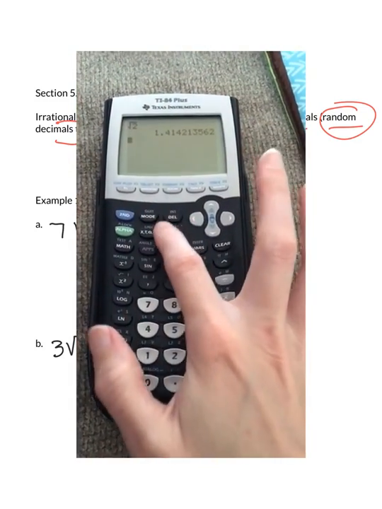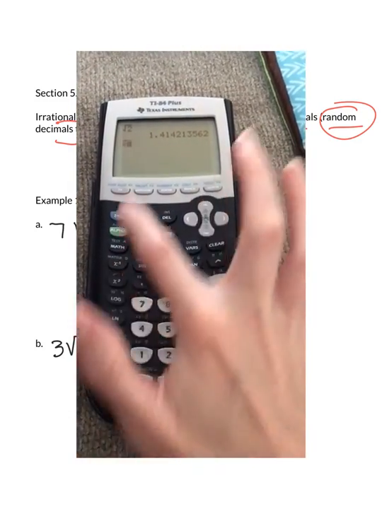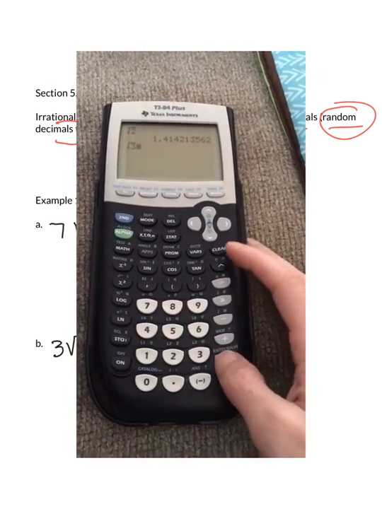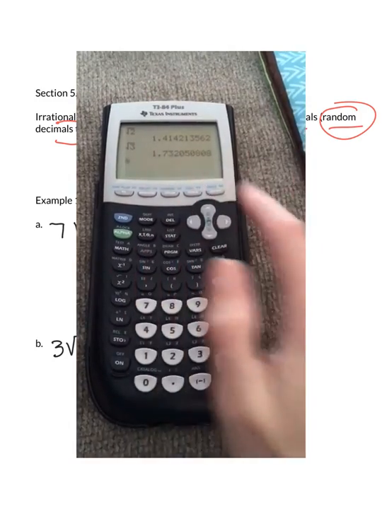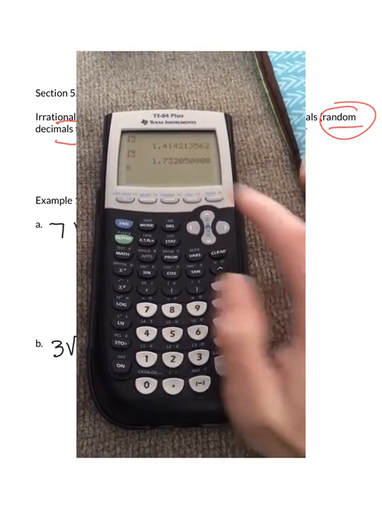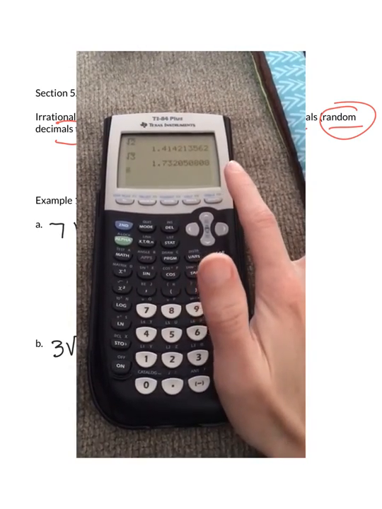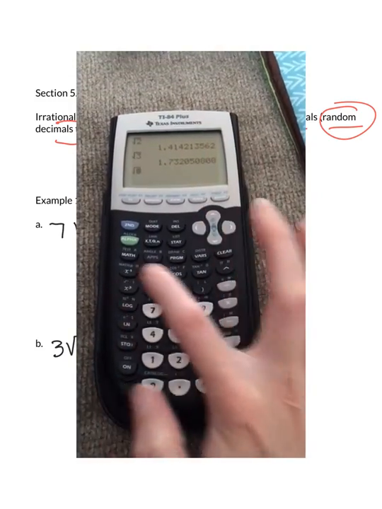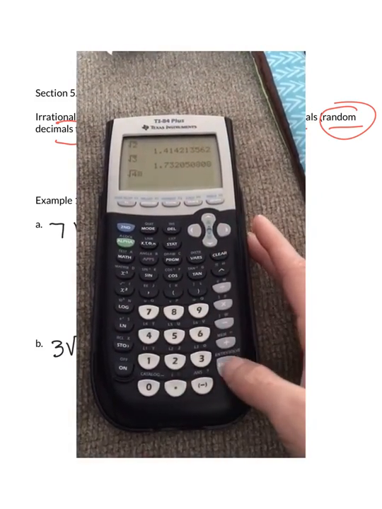If I try square root of 3, second, x squared, there's that square root symbol, 3, right arrow key, enter, that's also an irrational number. The calculator had to round that last digit again. It's just a long, never-ending, random decimal. However, square root of 4 comes out much nicer.